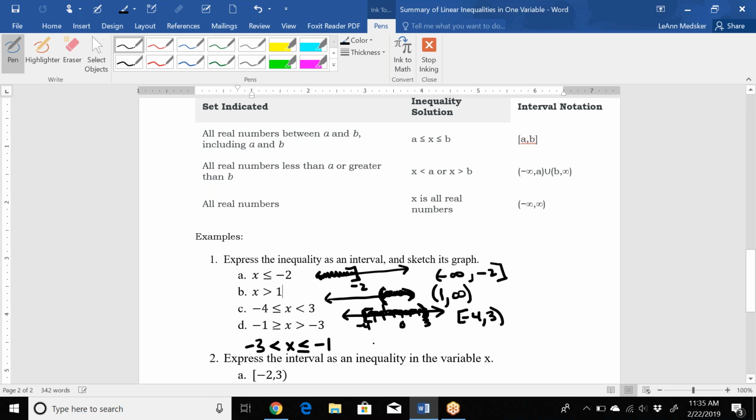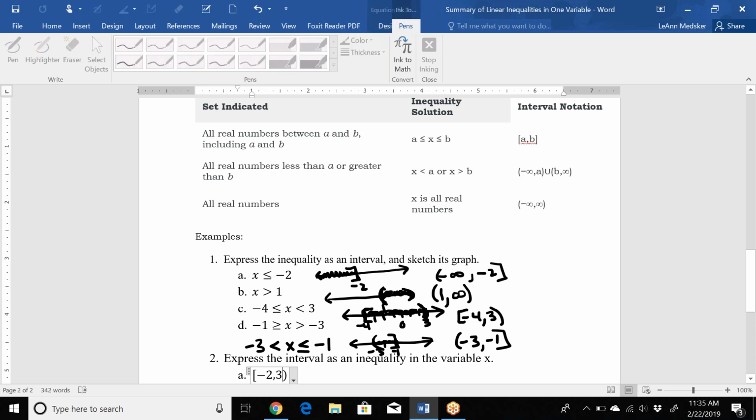To graph this one, you would do -3 with a parentheses, and -1 with a bracket, and we're shading in between. So in interval notation, that would be -3 to -1 with the bracket. It is important that your interval notation is in order from least to greatest.